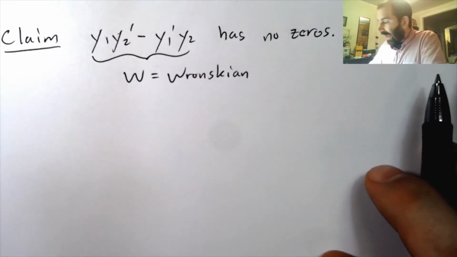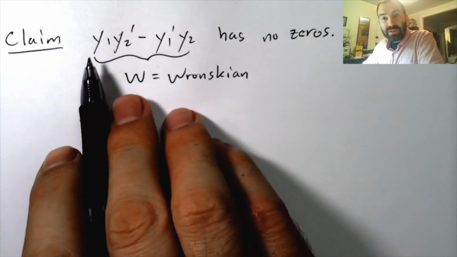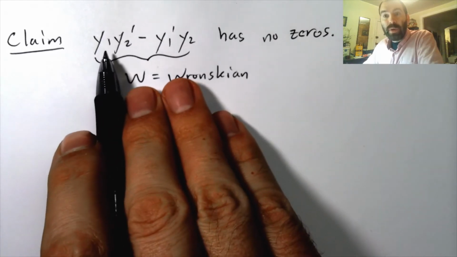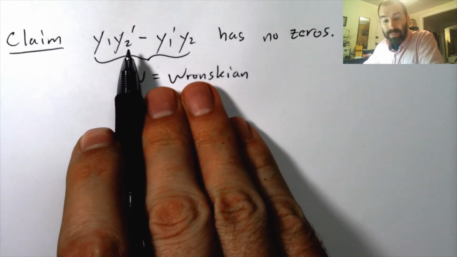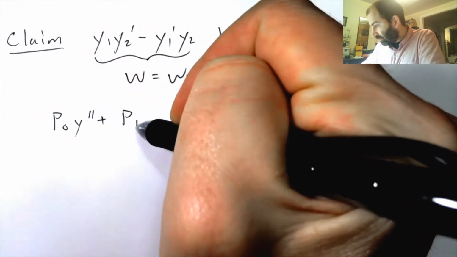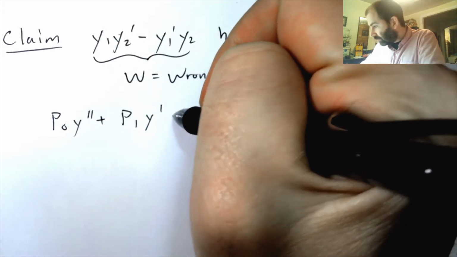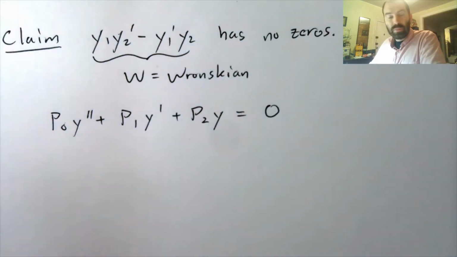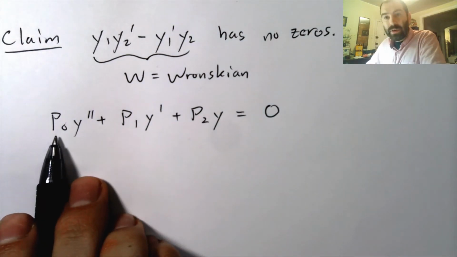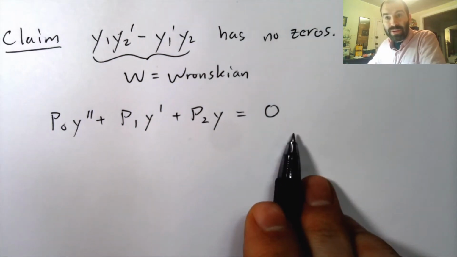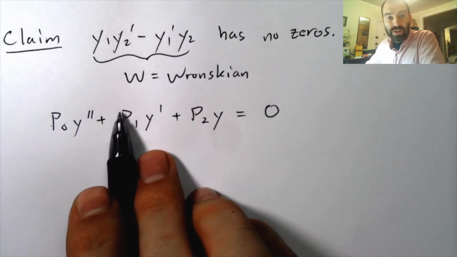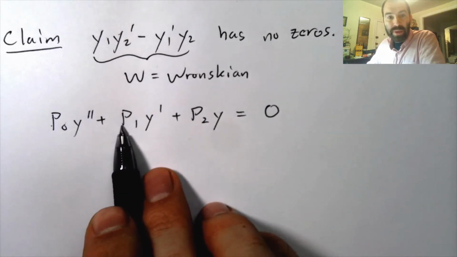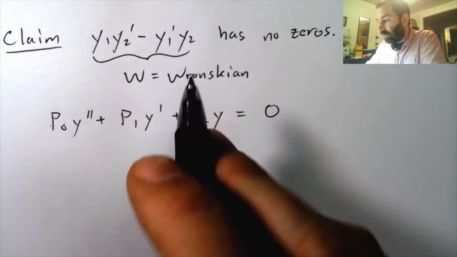Okay, and remember, where did these functions come from? These were solutions to the complementary equation. All right, that was this differential equation. And remember that P0 had no zeros, so I can divide through by P0. When I divide through by P0, these become new functions. I'm going to call them lowercase p and lowercase q.